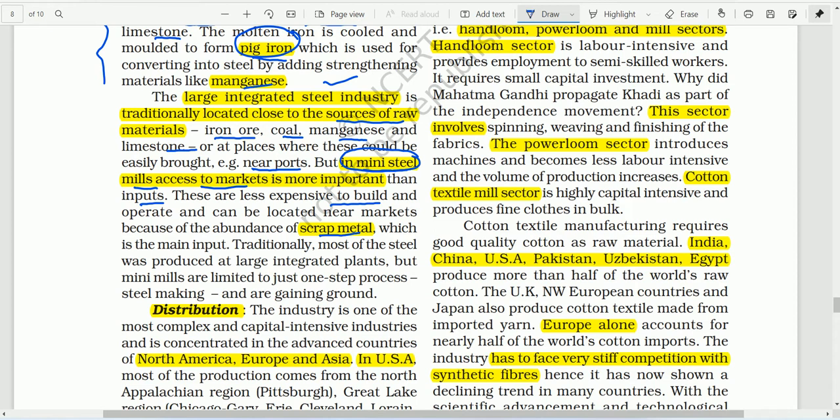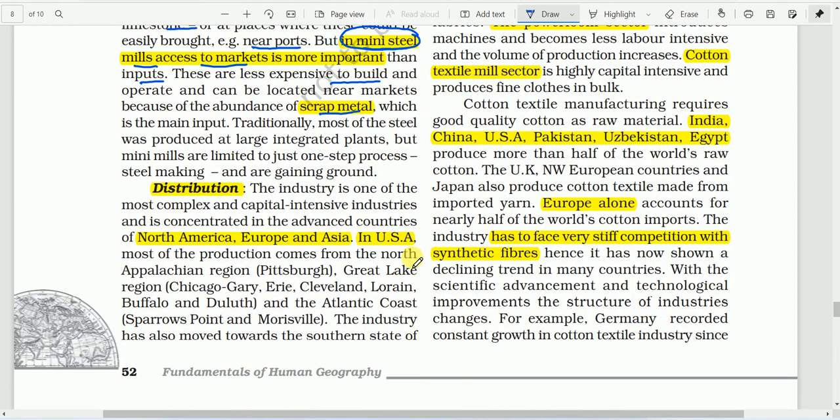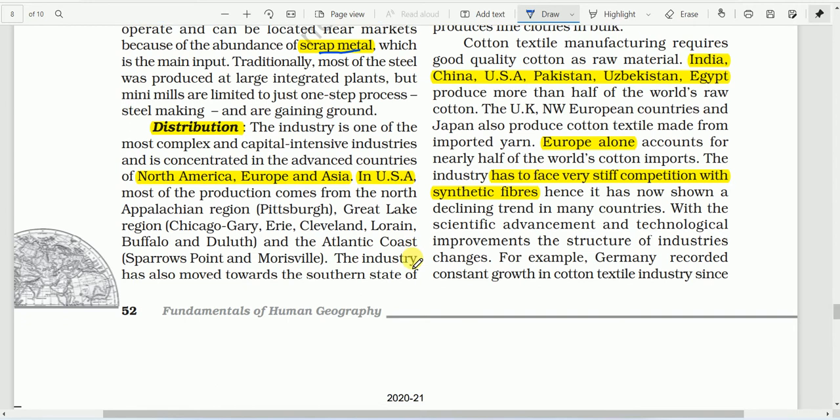So this is about the iron and steel plants. Now let us discuss the distribution of the iron and steel plants. The industry is one of the most complex and capital intensive industries, and is concentrated in the advanced countries of North America, Europe, and Asia.